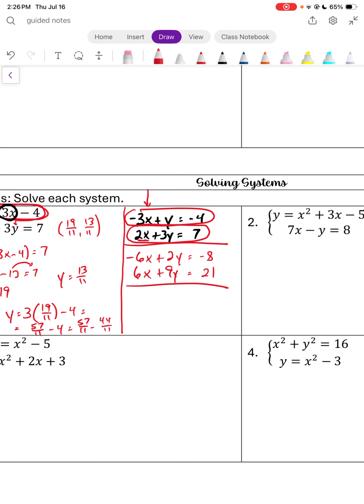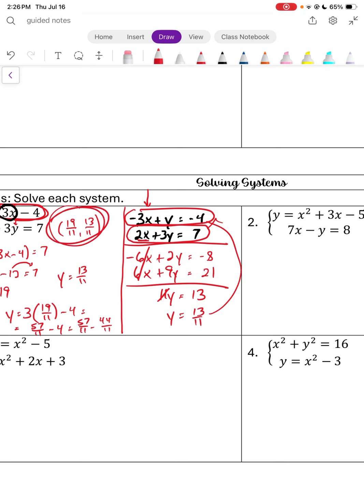And again, now we're going to add the equations together. A negative and a positive of itself is going to cancel. It gives me 11y equals 13. Next step, divide by the 11, and you get y equals 13/11. I'm not going to go back and plug in, but that's what you do next, and you would get this exact same answer.